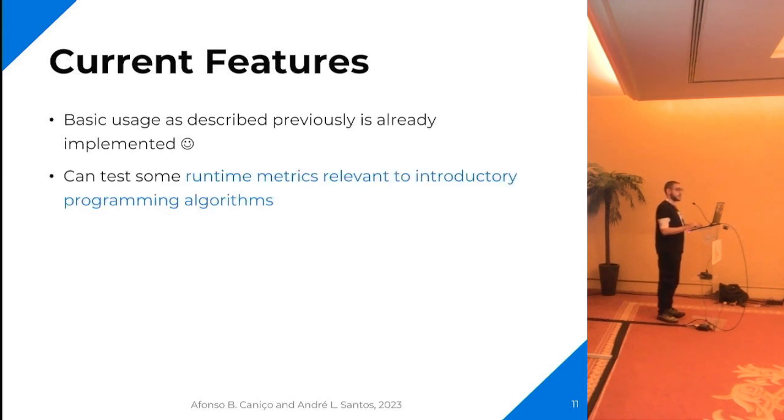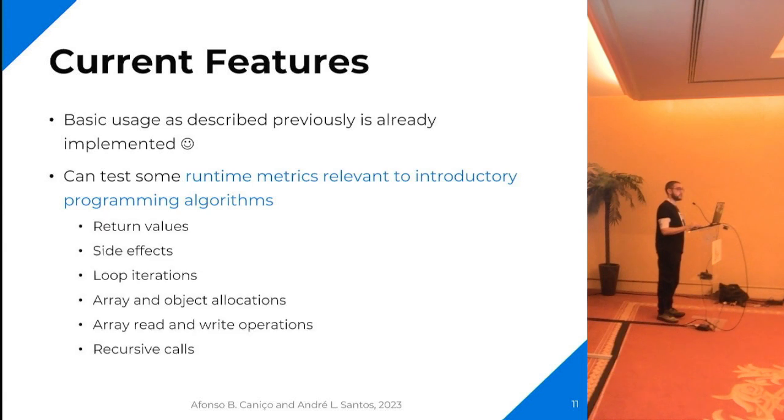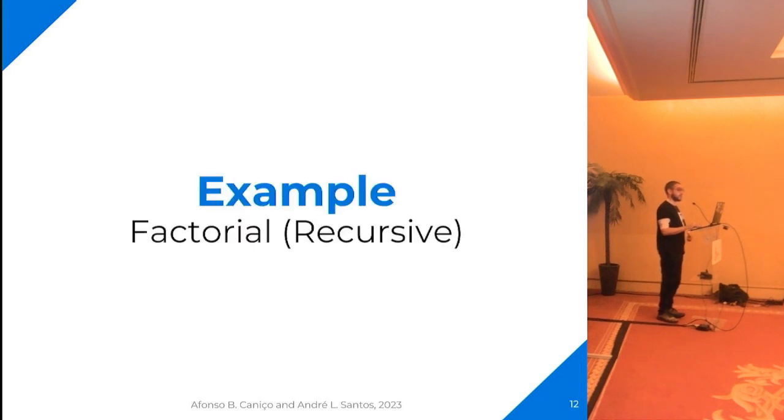And then if you want to go more in depth, you can measure some white box results such as the side effects on an argument, how many loop iterations were run, how many arrays and objects were allocated, how many times an array was read or written to, and how many recursive calls were executed. So to make this a bit more clear, I'd like to give you some examples. A very standard, simple example.